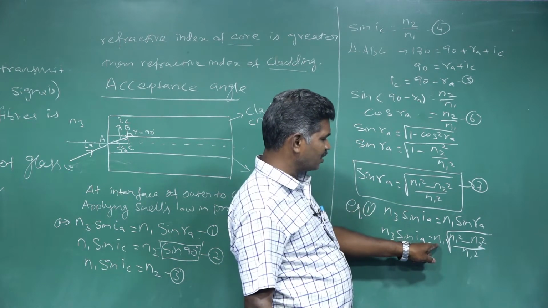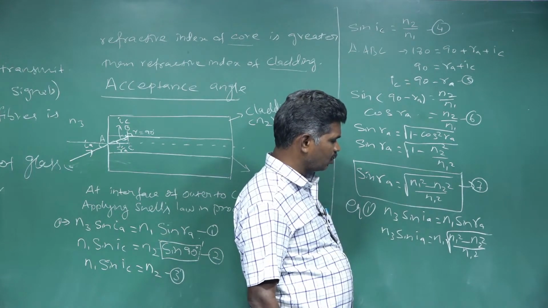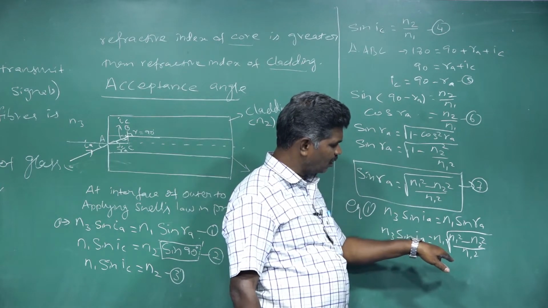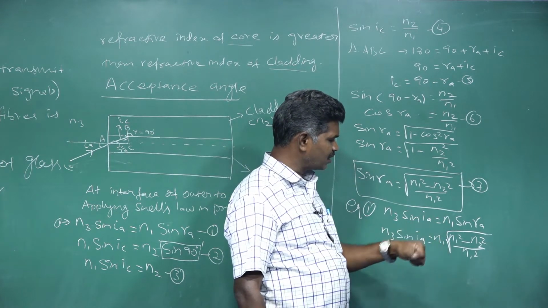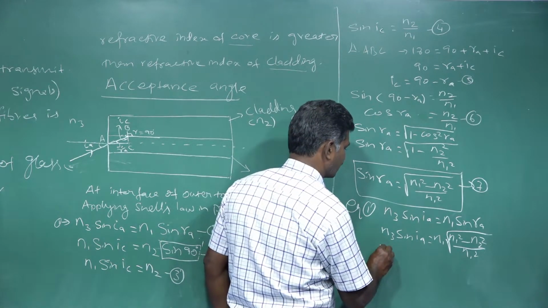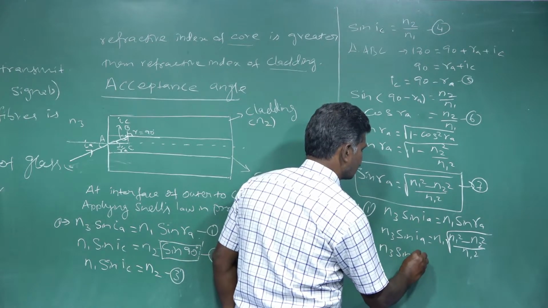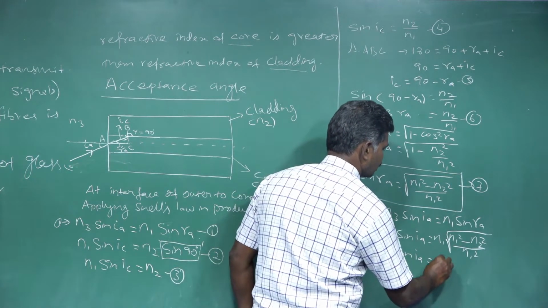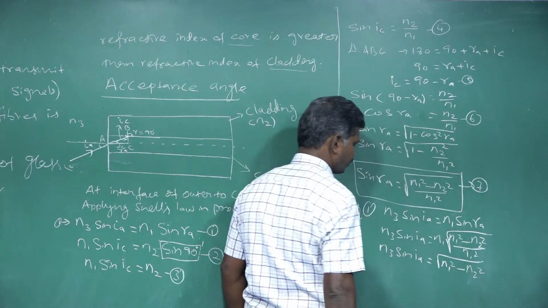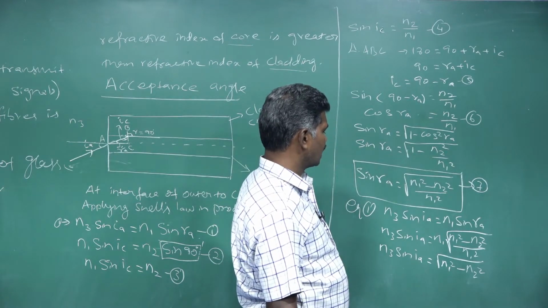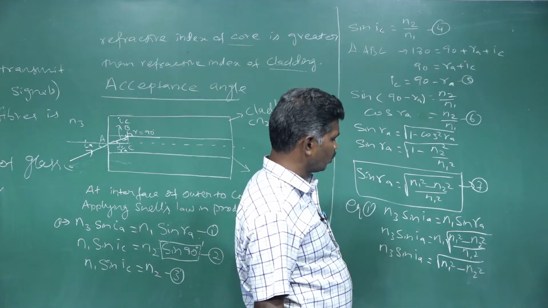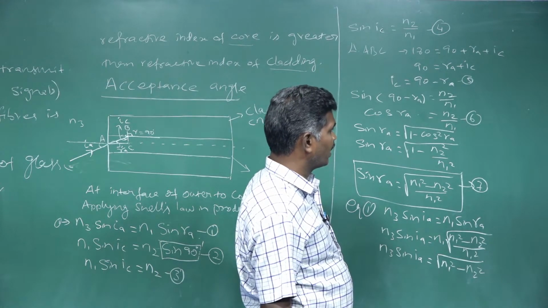Then if you take this n1 inside the square root, n1 becomes n1 squared. The denominator and the numerator both have the same n1 squared, so that is going to cancel. Then n3 sin IA is equal to the square root of n1 squared minus n2 squared. n3 into sin IA, where IA is the acceptance angle, equals the square root of n1 squared minus n2 squared.